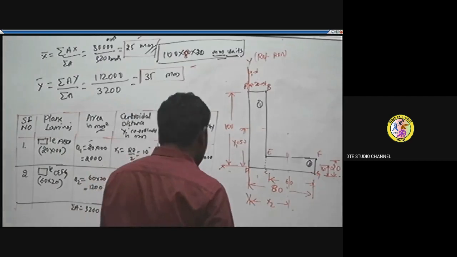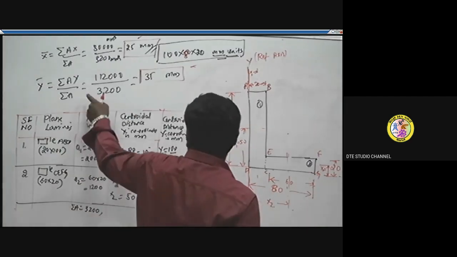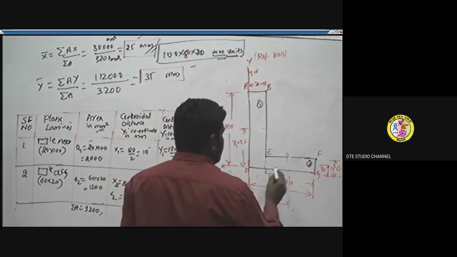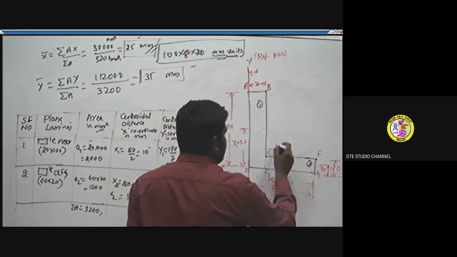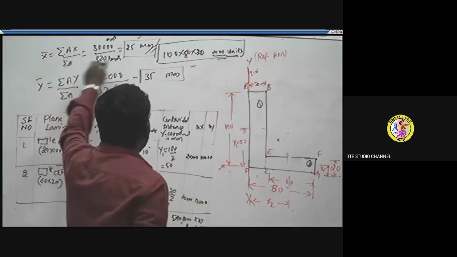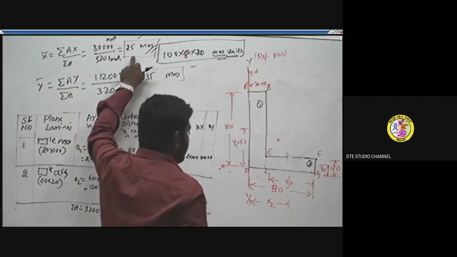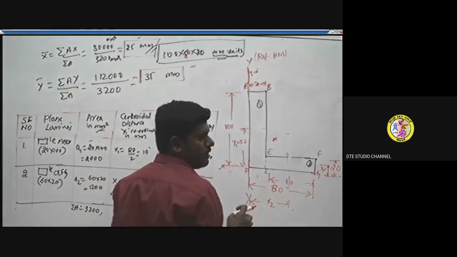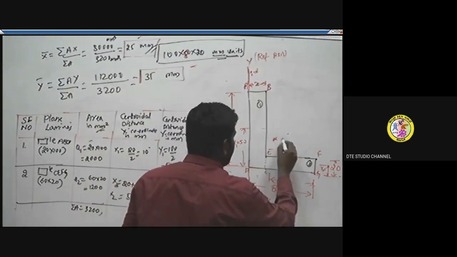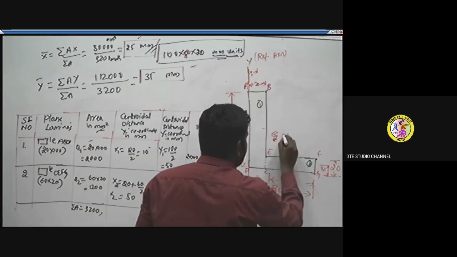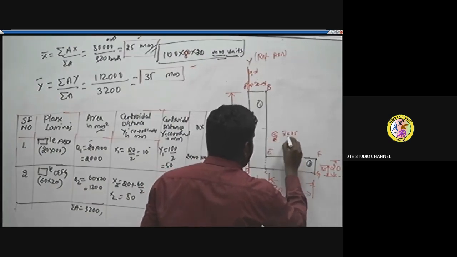Let's locate it: x bar from the reference y axis and y bar from the reference x axis. We know y bar is 35 mm. From here to here we have 20, so it's just above that, somewhere here. And x bar we got as 25 mm. The thickness of this is 20, so just 5 mm beyond this, somewhere here. So this is the centroid point C at a distance of x bar equal to 25 and y bar equal to 35 mm.